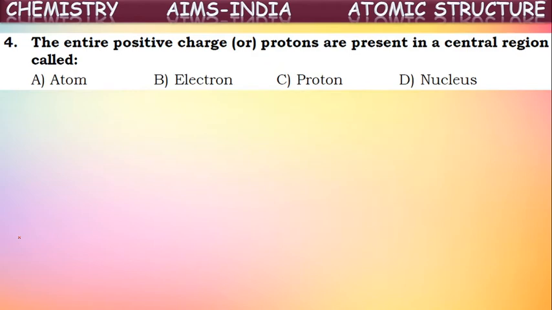Next one, the entire positive charge present in a central region of an atom is called... The entire positive charge, or protons, of an atom are present in the central part of the atom. What is the central part of the atom called? Yes, it is called the nucleus. The total positive charge, and even the total mass of the atom, is concentrated in the small central part of the atom. That central part is called the nucleus. The size of the nucleus is very small compared to the size of the atom, but the total mass is concentrated in that small part only. It is the nucleus.